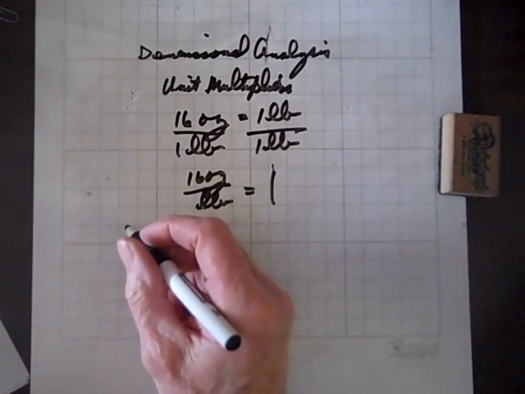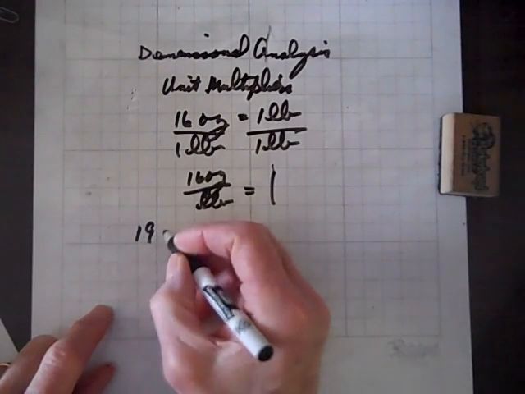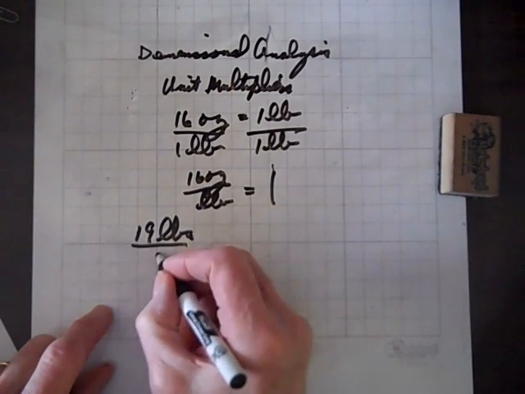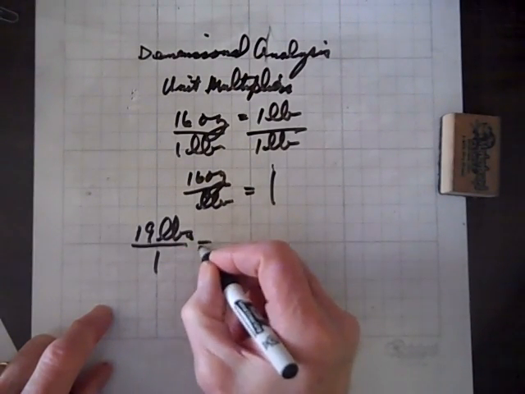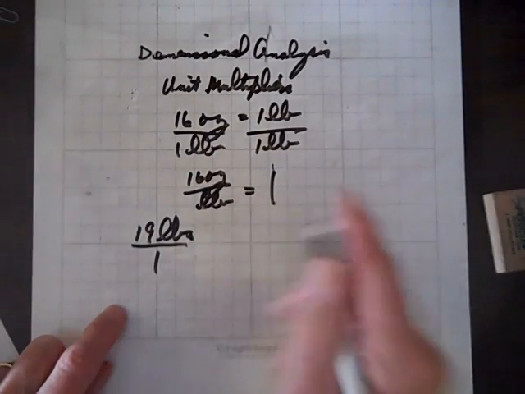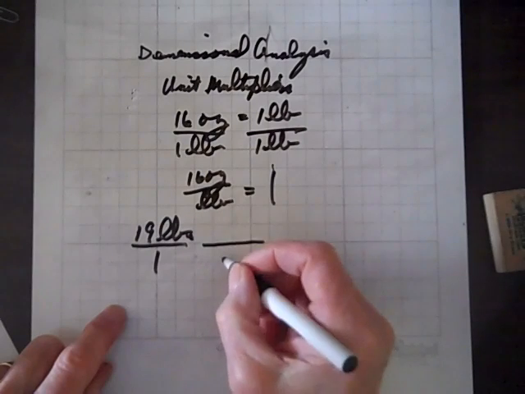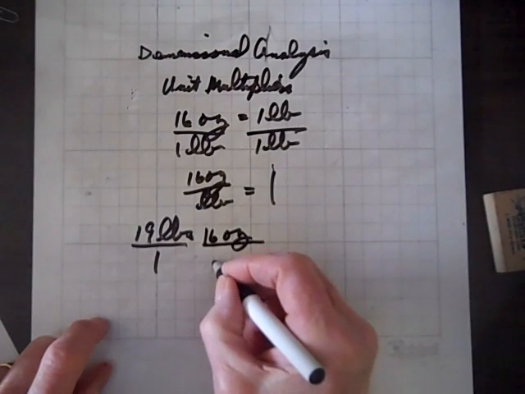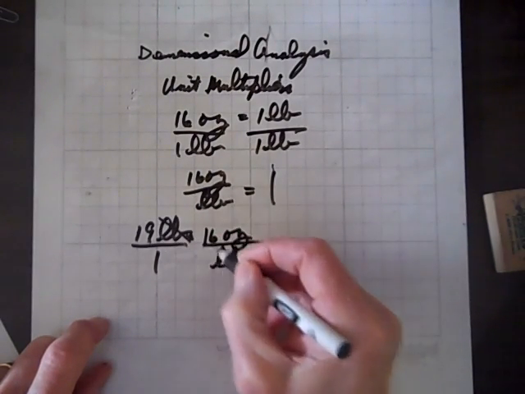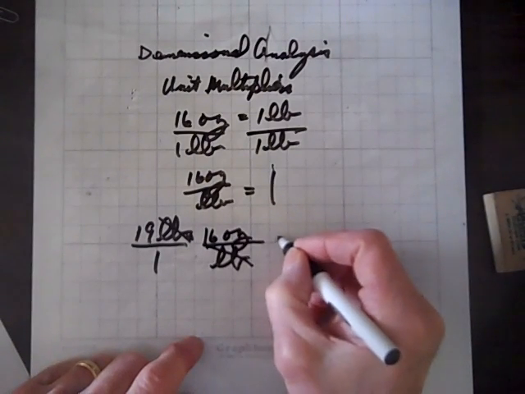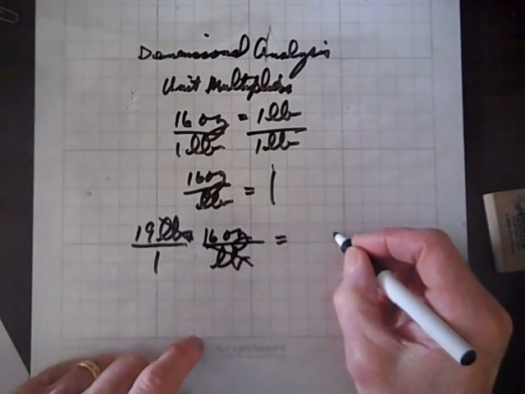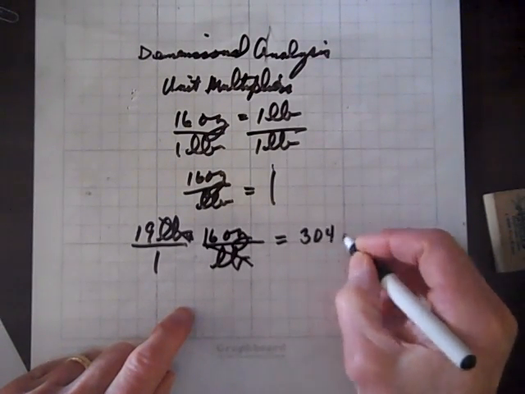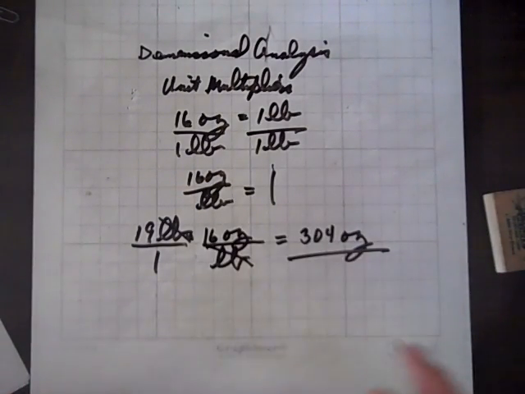Now let's deal with our problem. We're given 19 pounds, LBS, over 1. The 1's understood, but we're going to install it, and we're going to multiply by a unit multiplier such that the pounds will divide out and we're left with ounces. So there's 16 ounces per pound. The pounds divide out, and the only units left are ounces, and the product of 16 and 19 is 304, and those are ounces, and we're done.